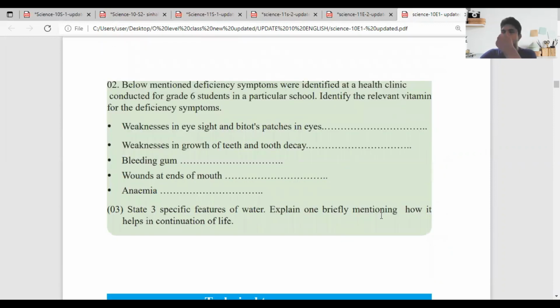Calcium also important. Bleeding gum. Yeah, for the second one, calcium also important. Yeah, third one, bleeding gum. What is your answer? Vitamin C. Correct. Fourth one.